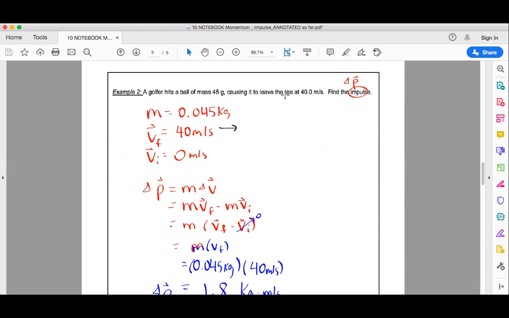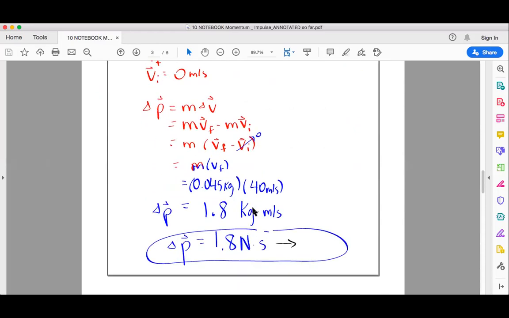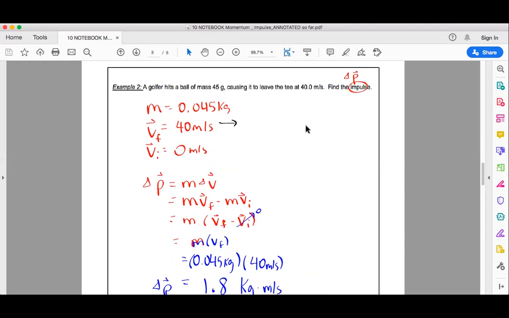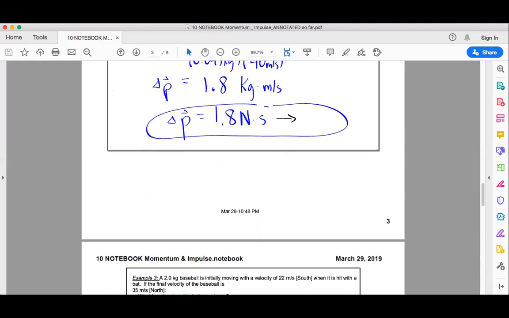Find the impulse. If the ball starts from rest, the ball is resting at rest on the tee, so VI is 0. So our impulse, which is the change in momentum, it's just our final momentum minus our initial momentum. Since initial velocity is 0, it's just mass times our final velocity. So how much momentum is gained? It's the impulse. It's 1.8 Newton seconds forwards. We say forwards because that's what was implied by the velocity there.